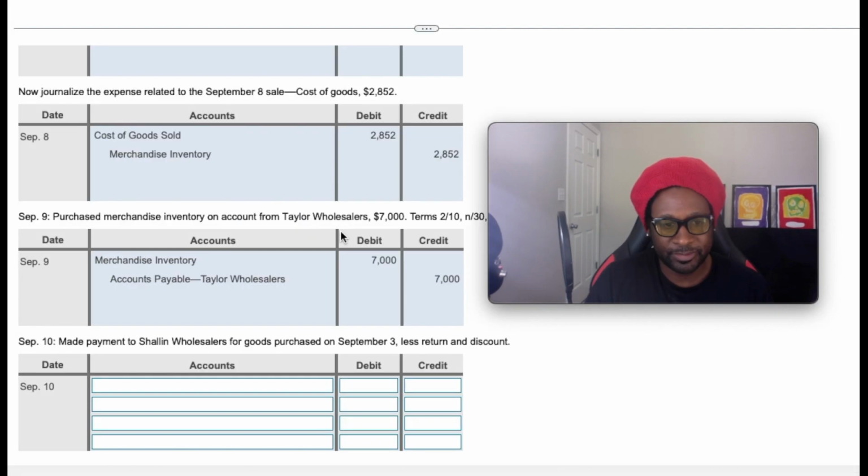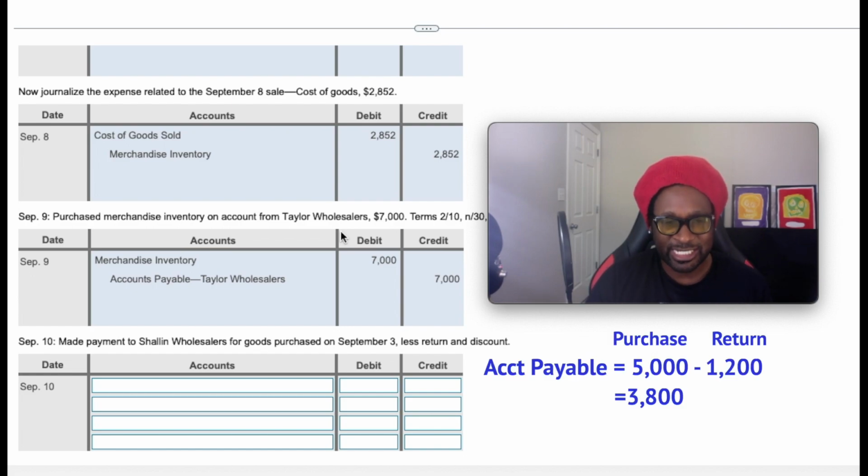Well done, gang. September 10th, made payment to Shallon wholesalers for goods purchased on September 3rd, less return and discount. So a lot's going on, gang. Now we are making a payment on our account, which means we're still on the purchasing side. We're making a payment to Shallon wholesalers. So we have to go back and recognize how much was initially bought from Shallon wholesalers. And we also must consider the fact that we made a return earlier, as well as that we're making this payment within the discounted time frame.